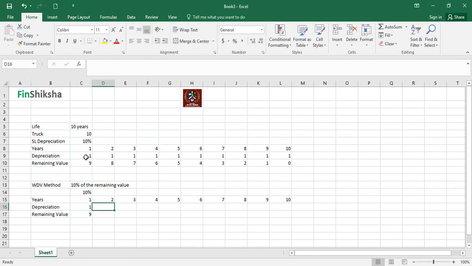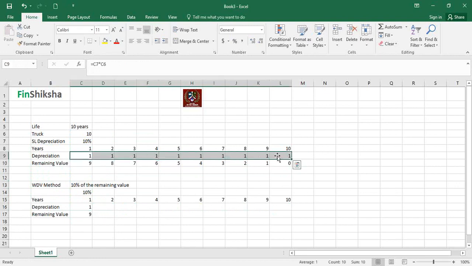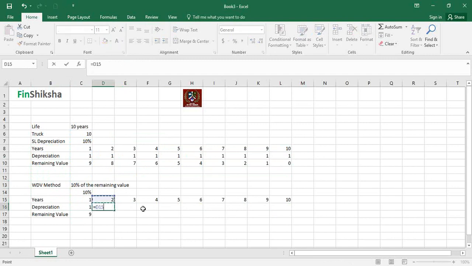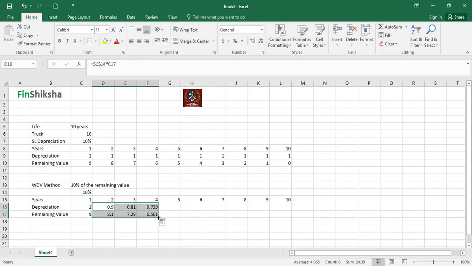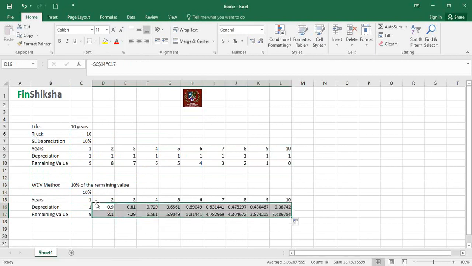the initial value. In the first case, it was always 10% of the initial value. In this case, it is going to be 10% into the remaining value, right? So that's 0.9, and I'm going to freeze this 10% so that I can drag it ahead. And what is left is 9 minus 0.9. So at the end of the second year, the asset is worth 8.1. Third year, you lose 81,000. Fourth year, 72,000, and so on and so forth.